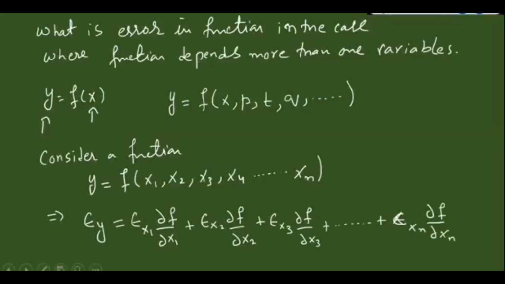Let's see. Let's say this is only a function depending on a single variable. So this means there is only x1. In this case, there is no influence of other variables. So in that part, there is no error in other variables. So this means epsilon x2 goes to 0, epsilon x3 goes to 0, and so on. So this whole term will be 0 in this case. So only left is epsilon y equal to epsilon x1 times this thing.